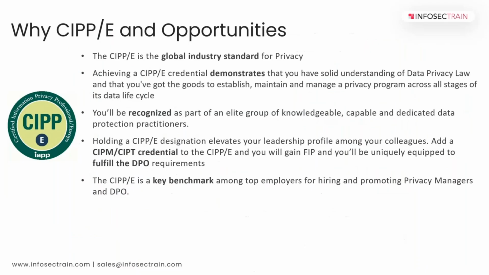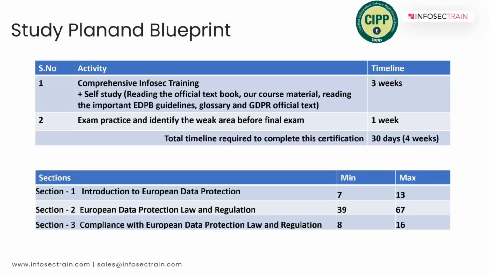So with that, I'm gonna quickly cover the study plan and the exam blueprint. So study plan, I'm going to keep it very, very simple. Anyone who has joined my training, right? I have given them a very simplistic plan of 4 weeks. And it's basically 3 weeks of our training, which is 3 weekends, and you have a total of 24 hours of training. And apart from this, I want you to read the textbook, the participants guide, the additional EDPB guidelines, and the official text, which is the law itself. So all these things can be completed in 3 weeks.